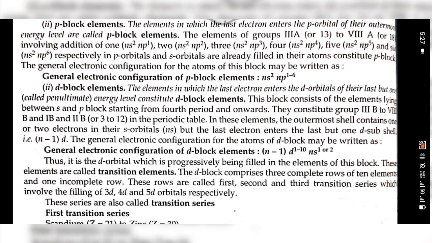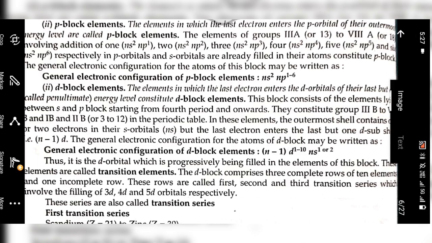P block elements. The elements in which the last electron enters the p orbital of their outermost energy level are called p block elements. The elements of group 13 to group 18, involving addition of 1, 2, 3, 4, 5 and 6 electrons respectively in p orbitals, and in whose atoms s orbitals are already filled, constitute the p block. The general electronic configuration for the atoms of this block may be written as ns2 np1-6.